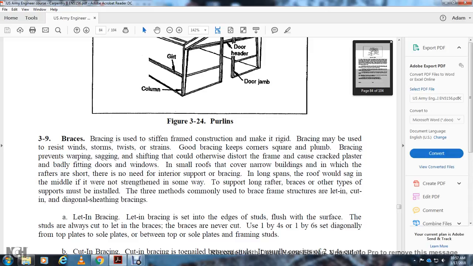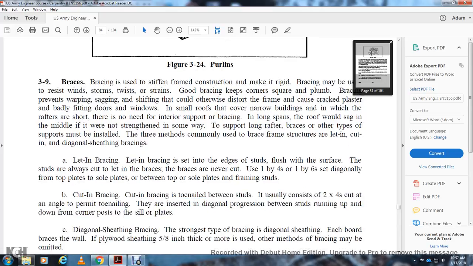Small roofs cover narrow buildings in which the rafters are short. There is no need for interior support or bracing on such a short span of roof. But the wood would sag in the middle on a long span if not strengthened in some way. To support the long rafter, braces or another type of support must be installed. The three methods commonly used to brace frame structures are let-in and cut-in bracing, diagonal sheeting, and bracing.